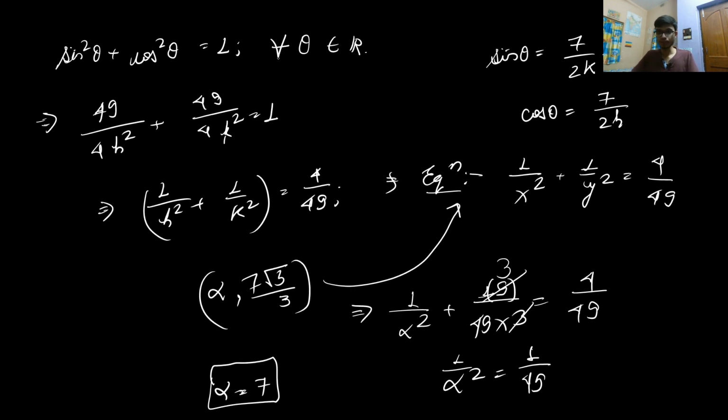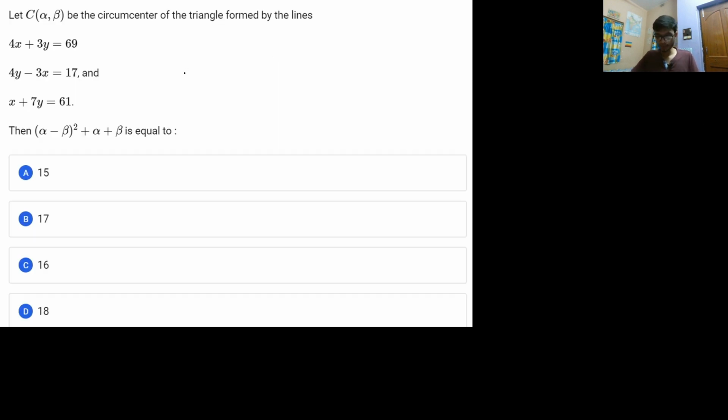Alright, so let us move to the fourth problem. And the fourth problem is again a very simple problem. It is saying that C is the circumcenter of a triangle which is formed by the lines. So it is asking for the circumcenter of a triangle, and in place of coordinates, we are basically provided with the equations of the lines.